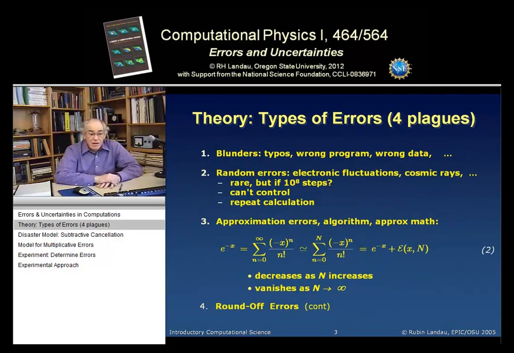Where do these errors come from? So if you see slide 3, we list the 4 basic types of errors that you have to concern yourself with on a computer. The first one is an error that you concern yourself with in all of life. You're human, you make errors, you make blunders. Sometimes you're wrong. Sometimes you run the wrong program. Other times you run the wrong data. Sometimes you push the wrong key. These things happen. You have to learn to live with them.